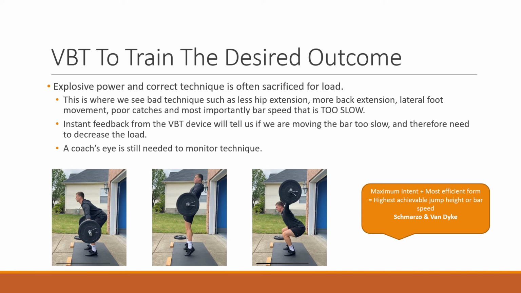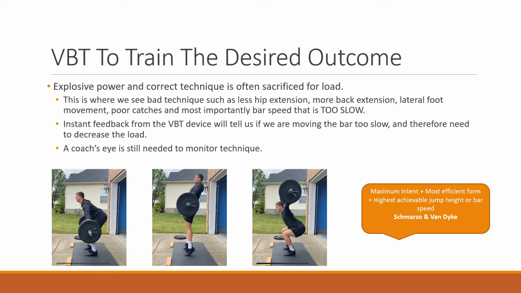Explosive power and correct technique is often sacrificed for load. This is where we see bad technique such as less hip extension, more back extension, lateral foot movement in the catching phase, poor catches in general, and most importantly, a bar speed that is too slow. Instant feedback from a VBT device will tell us if we are moving the bar too slowly, and therefore need to decrease the load. A quote that nicely sums this up for us is one by Schmarzo and Van Dyke. Maximum intent plus most efficient form equals highest achievable jump height or bar speed.